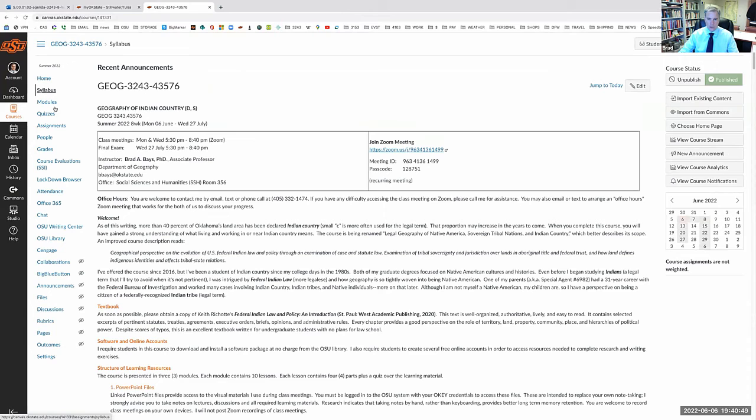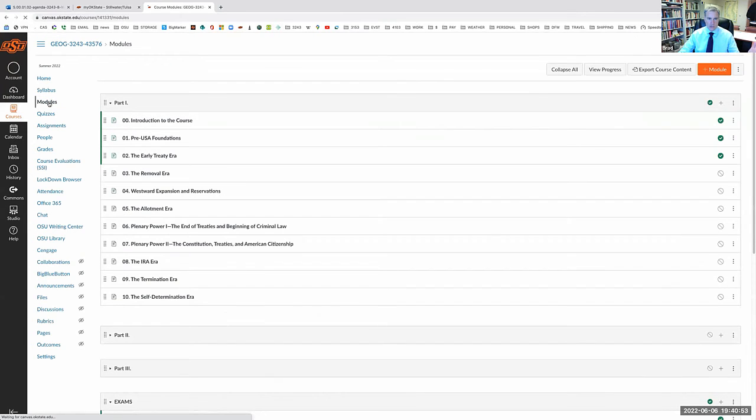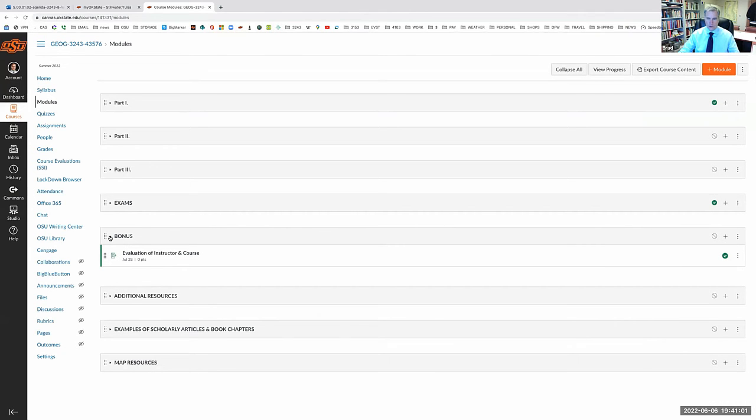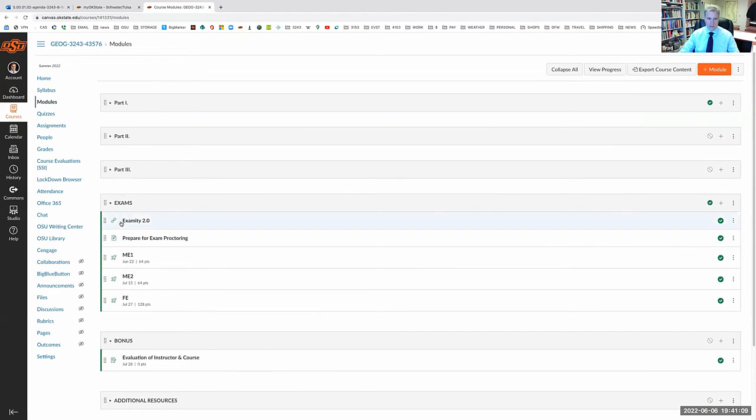All right, here's this. It'll open up to the syllabus, but if you go to the module page or the module links, you'll see these modules. I usually keep them minimized, but I think you can open and minimize them yourself. Just remember that there's part 1, part 2, part 3, and then one for exams, and there's some Examity stuff, some information about signing up for Examity.